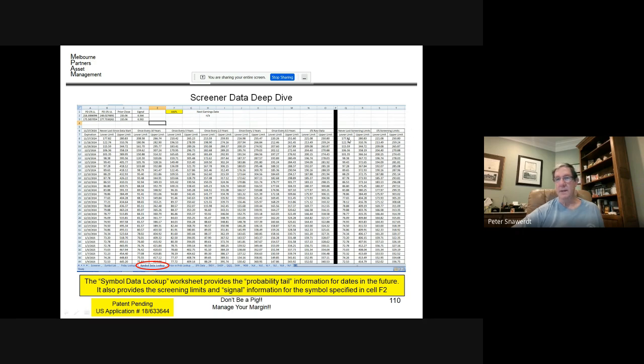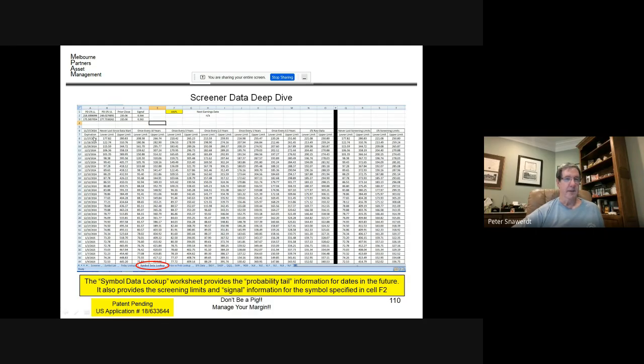We also show the screening limits over here. In order to put in a symbol that you want to look up that might be in screener data, you just click in cell F2 and type in the symbol name. There's a list on the Discord of symbols that are contained in the overall screener, and I do need to go update that because it's a little stale now. But it also tells you which screener file it's in. Type in that number here and it'll populate the screener with that particular piece of information.